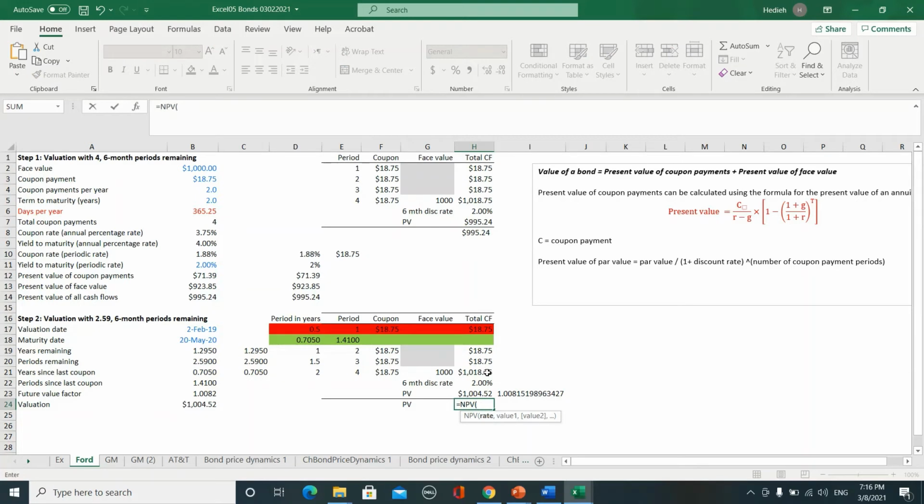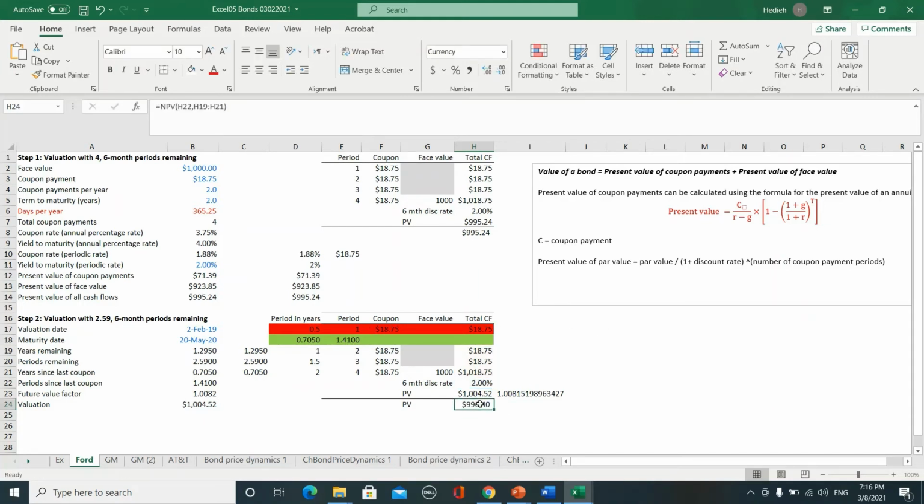So the discount rate that you use should be the semi-annual discount rate, and you choose your cash flows. And as you remember, when you calculate the present value of a stream of cash flows, it gives you the present value one period before the first cash flow. So it will give you the present value in period 1, right? And then you click enter.